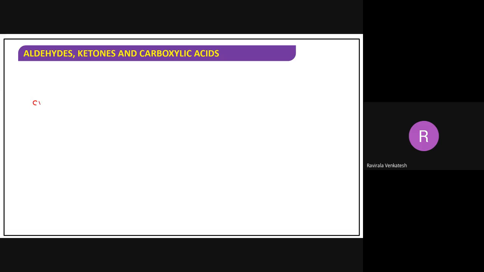I am taking this one, CH3 C double bond O Cl, reacting with hydrogen, palladium, barium sulfate. Now tell me what is the name of the product? Methanal or ethanal? Tell me better, methanal or ethanal? Ethanal, because you have two carbons here.